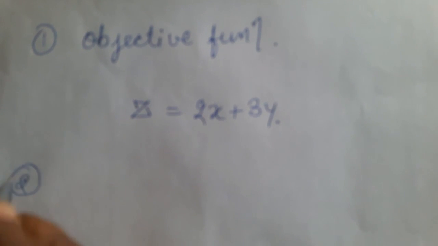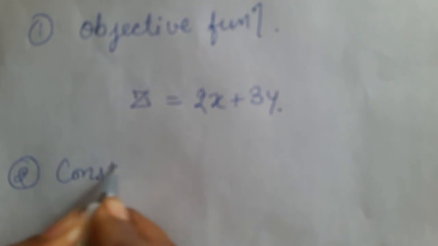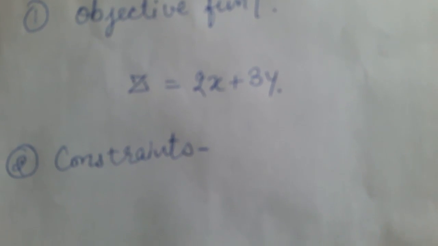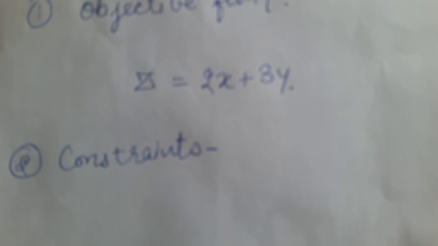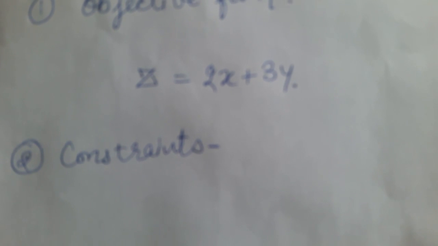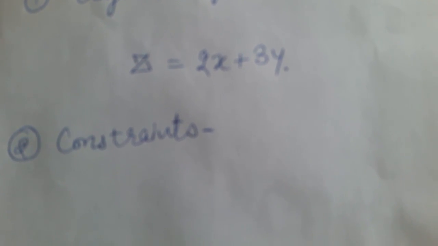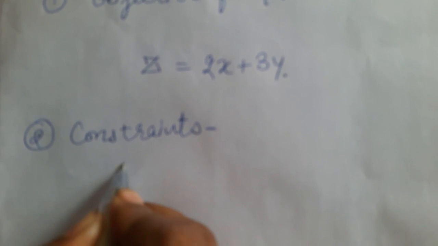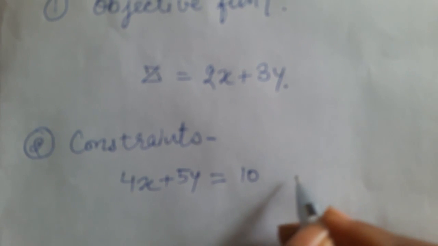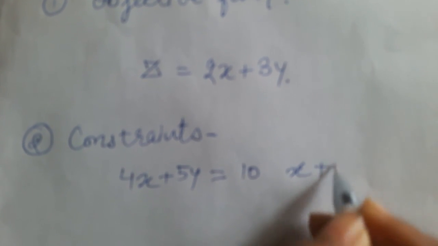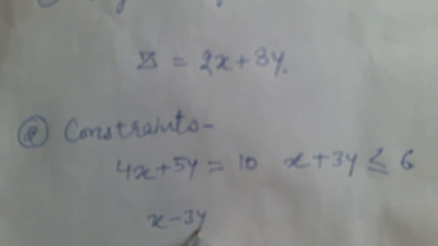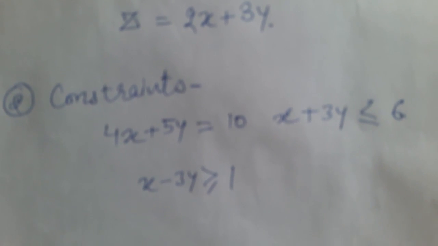Second part is constraints. Constraints are usually technological limitations or capacity or resource limitations. They exist primarily because resources are limited, and they are in the form of equations or inequalities. For example, 4x plus 5y is equal to 10, x plus 3y is less than or equal to 6, or x minus 3y is greater than or equal to 1, etc.